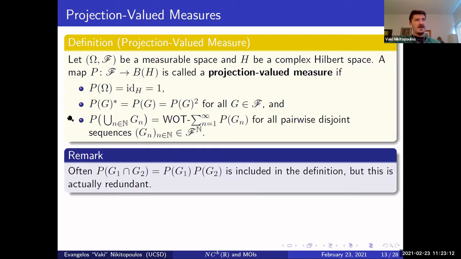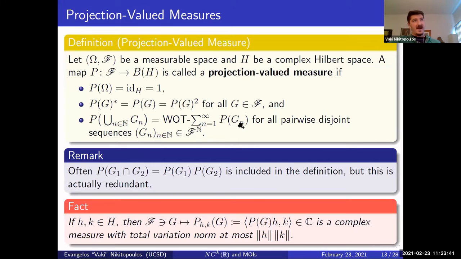And as a little remark, it's very common to include this requirement in the definition, that P of an intersection is the product. That's actually redundant. It follows from these three. It's often included because if you assume this, then this series always exists in the weak operator topology. But if you just assume in the definition that it exists so that you can define countable additivity, this follows. Anyway, that's a side comment.